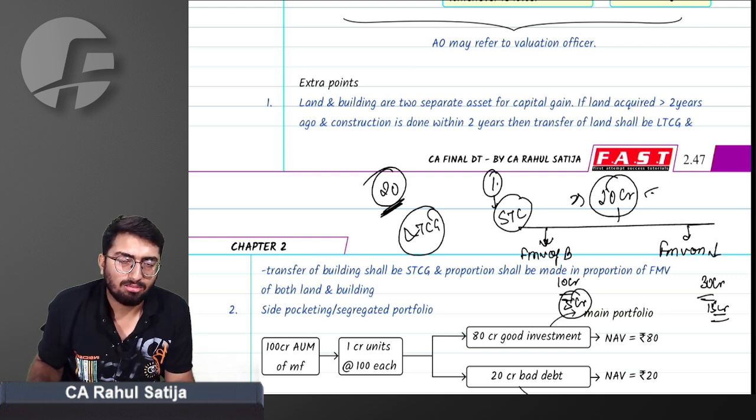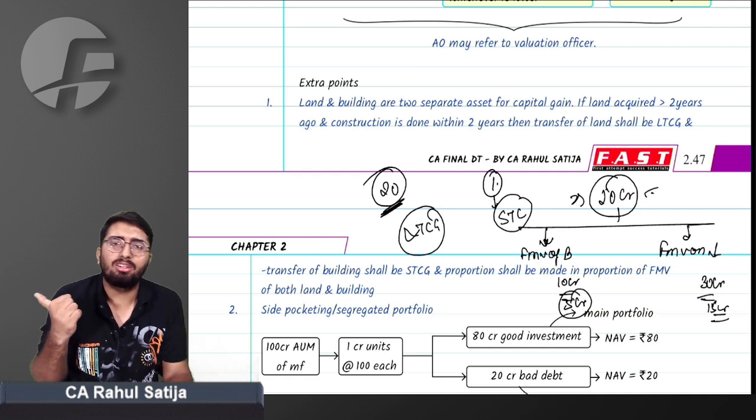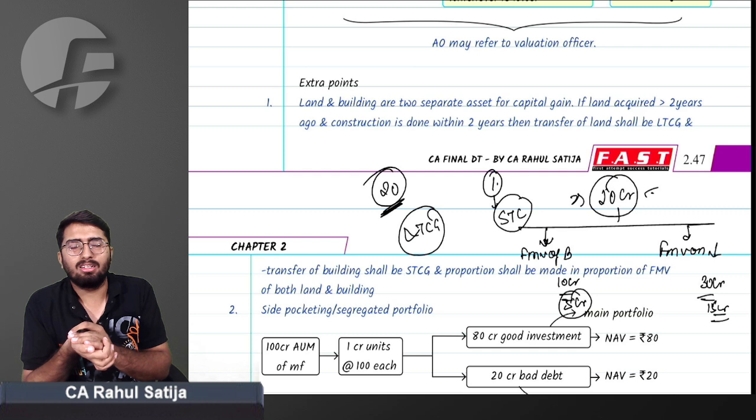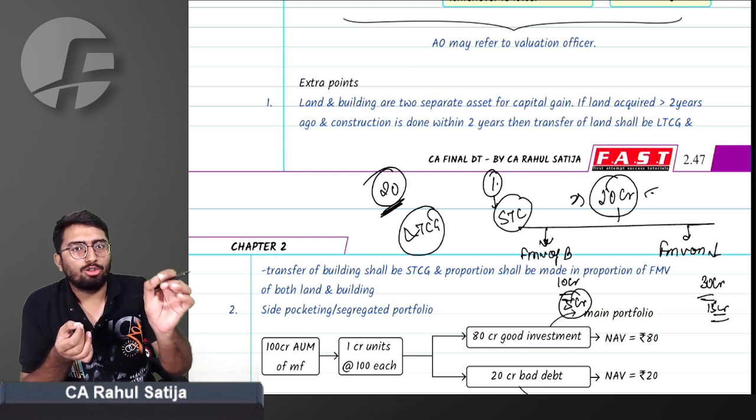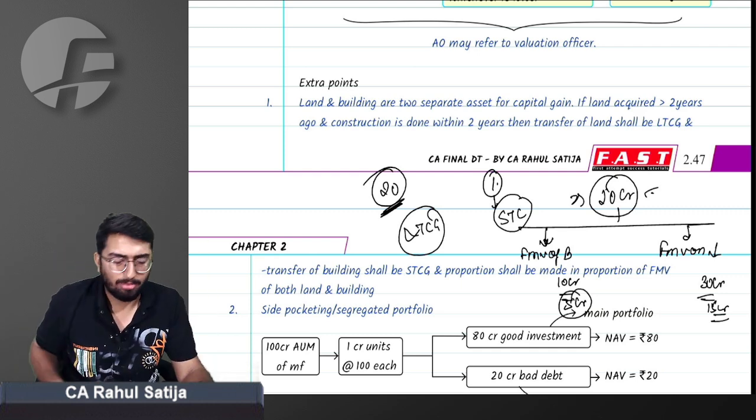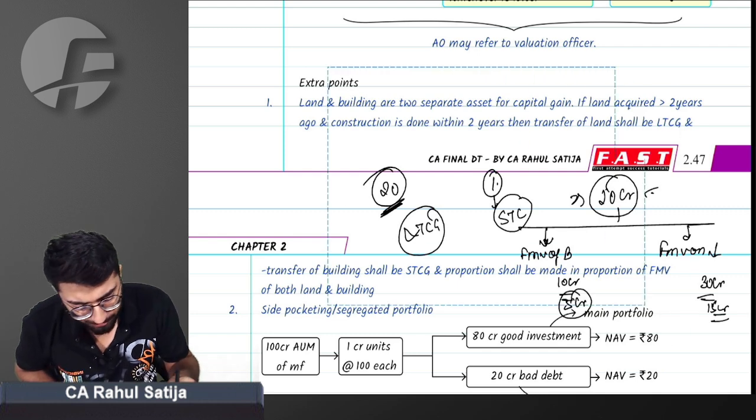That means for any sale made of land and building, where land was a long-term capital asset but building was a short-term capital asset, the sale consideration is to be divided based on the FMV of land and building. I hope things are very clear.